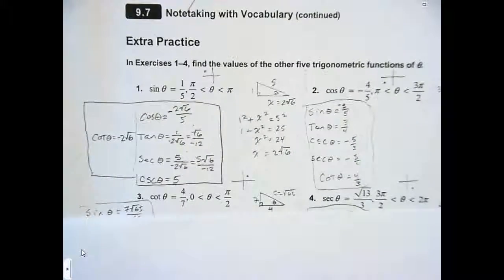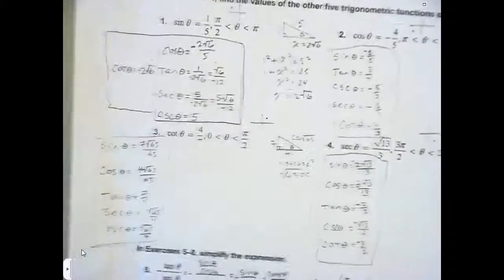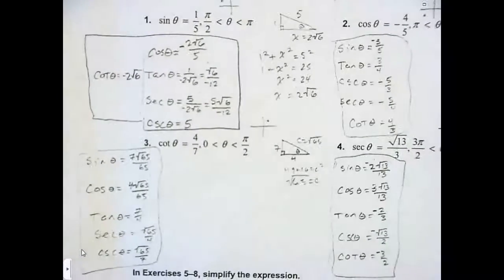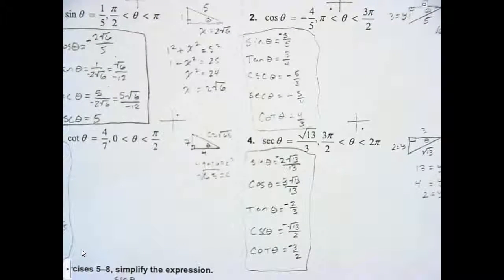Let me get those answers up there. I believe we did number 1 as a class and number 3, or at least started number 3. But number 2, check them out. Sine theta is negative 3/5. Tan theta is 3/4. Cosecant negative 5/3. Secant negative 5/4. And cotangent 4/3.